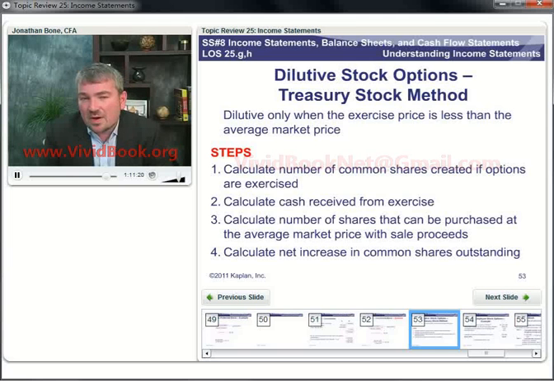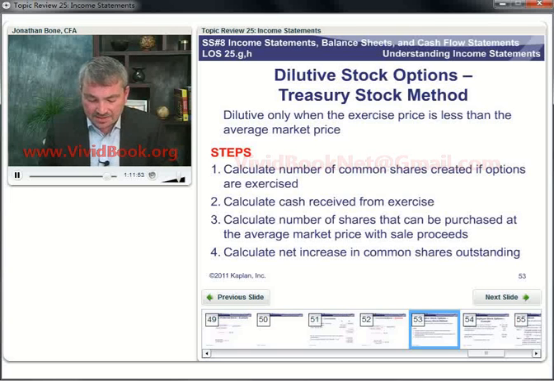Step 2, we work out the cash received by the company if the options were exercised. And step 3, and this is totally hypothetical, what we'll then do is look at the number of shares the company could repurchase at the average share price during the year with the proceeds it received from step 2. Now, we then calculate the dilutive element by looking at the number of shares that were created minus the number of shares that could be theoretically repurchased at the average price, and that gives you the dilutive element.